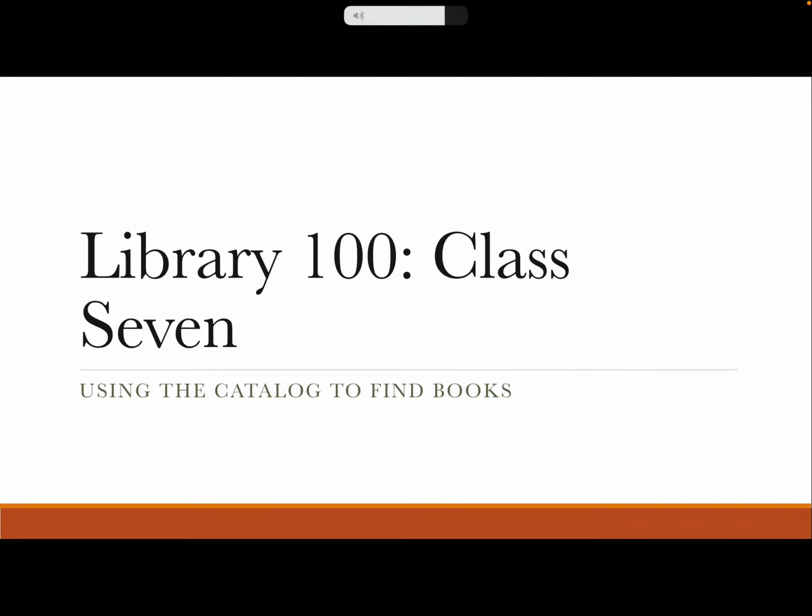All right, so we're convening for our seventh class, and this one is going to cover using the catalog to find books. So for the midterm, you are going to be looking up reference sources, which you covered last week, and you're going to be looking at books, which I'll cover this week. And I'll also talk in more detail about the midterm.